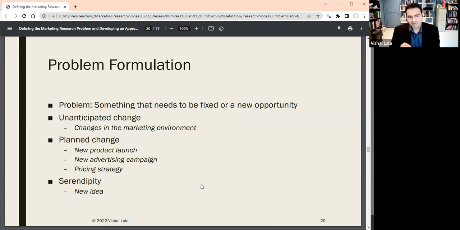And so here's some more thinking about this idea. Problem formulation is about something that needs to be fixed or a new opportunity, right? So you want to think hard about what it is that the problem might potentially fix. Is there some sort of a change in the market environment that's unanticipated that has prompted the problem, or is it something that's planned, like a company planning to launch a new ad campaign, a new product launch, new pricing strategy, or is there a new idea that's being tested out here?